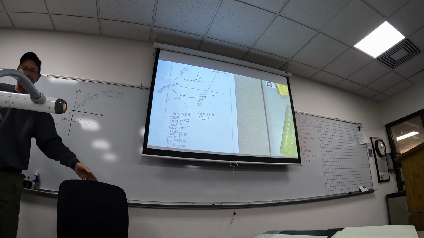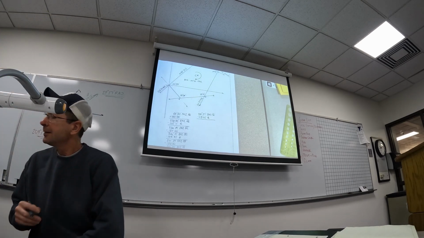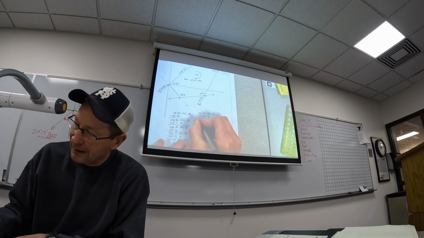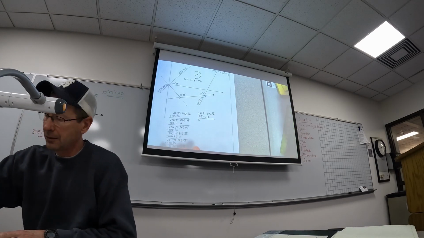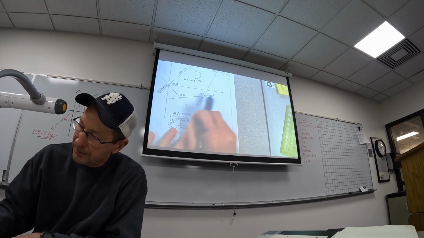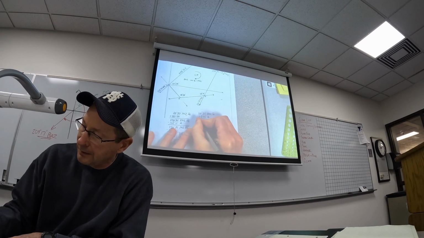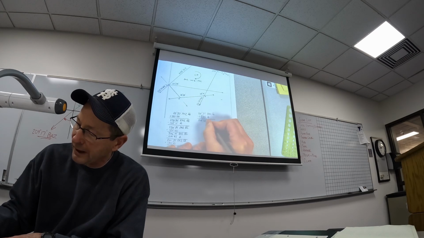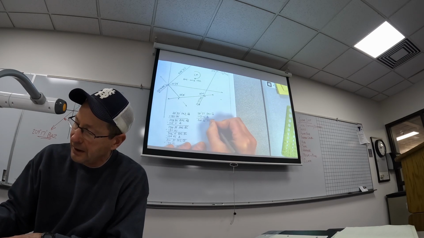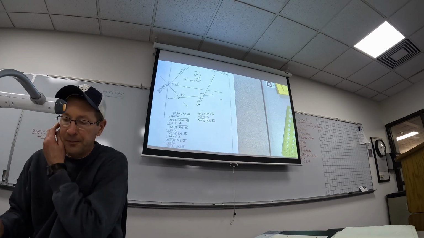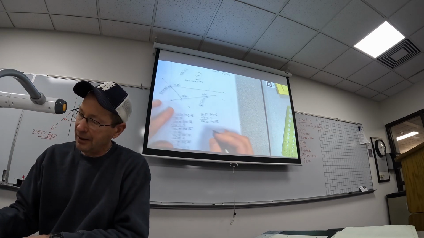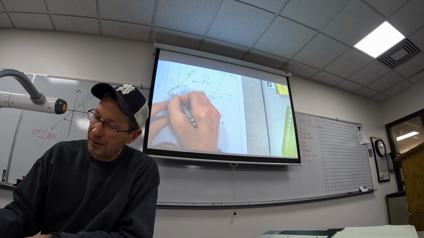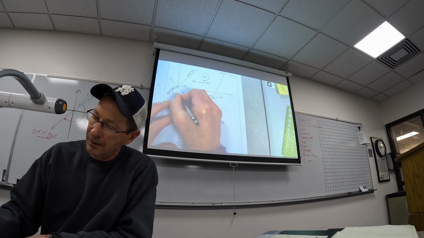Who's got it? 268.32. Chris says 268.32. I like it. Minutes. That is now our forward azimuth, right? Of D to E. So we can label that up, 268, forward azimuth.